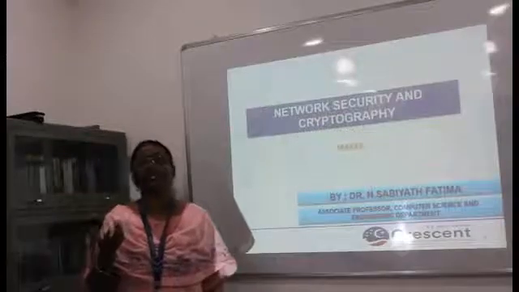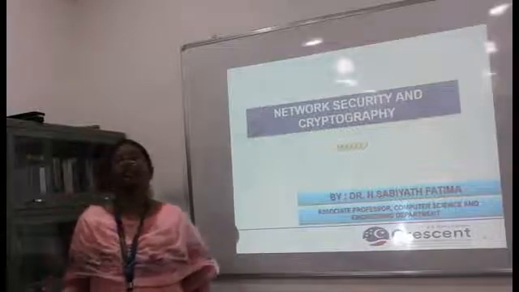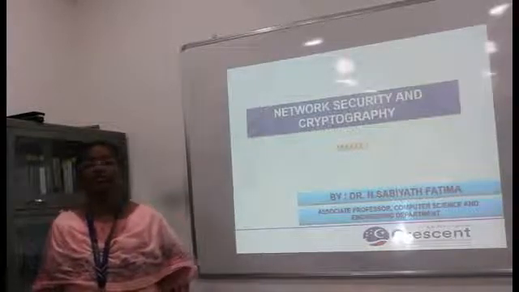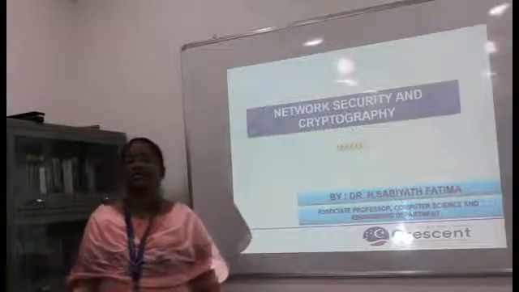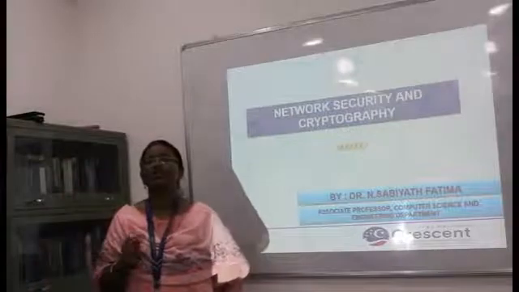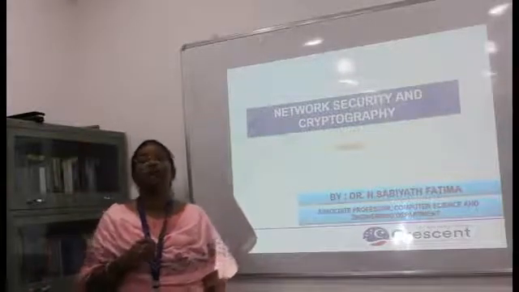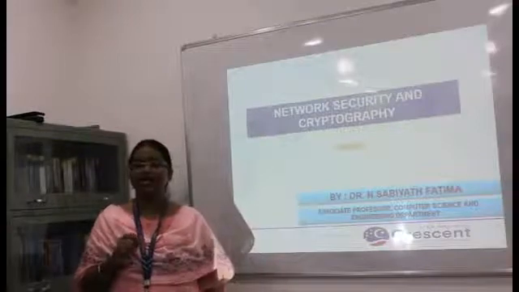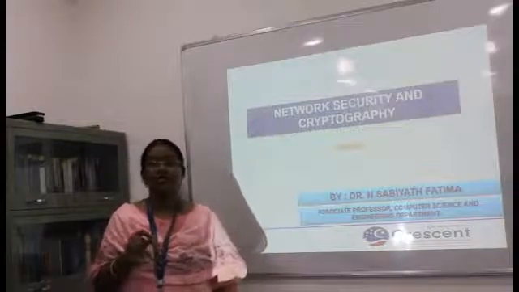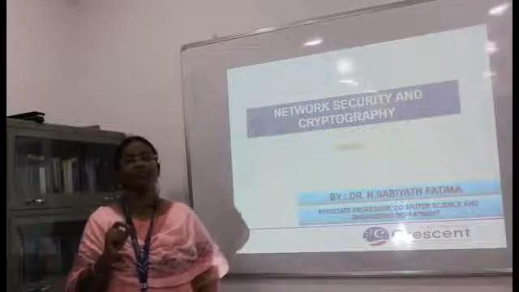Before going into the session, we should have an understanding of the title Network Security and Cryptography. A network is a group of two or more connected systems which are communicating with each other. Now when data is transferred from one end to the other end, the completeness of the data has to be maintained. The consistency of the data has to be retained. There should be no loss of data. So to achieve this, security principles are applied.